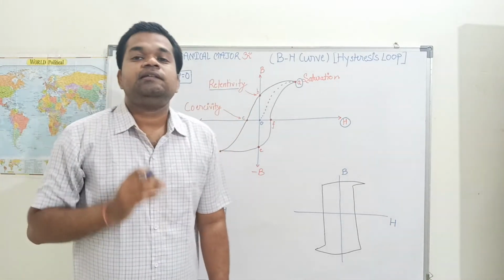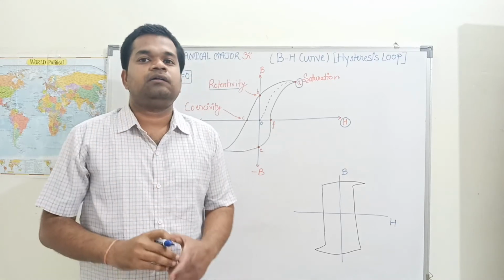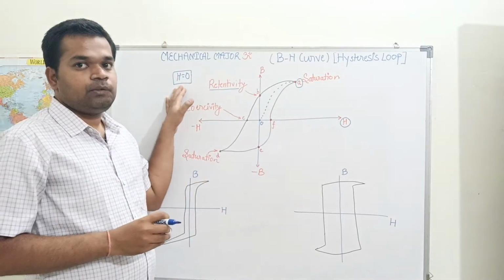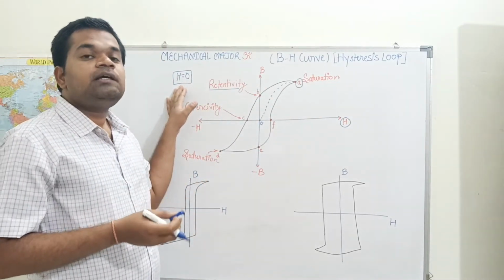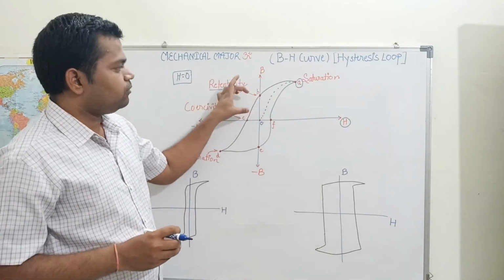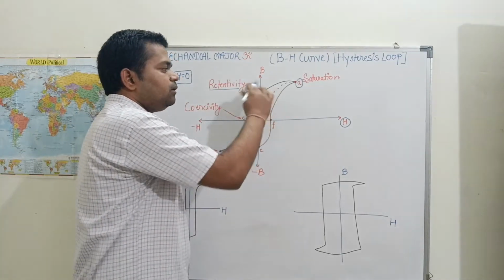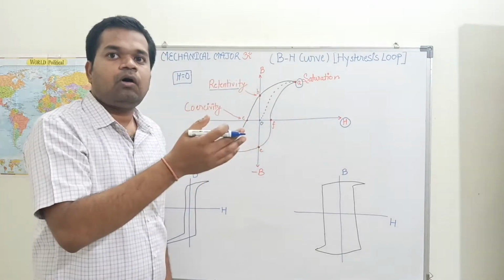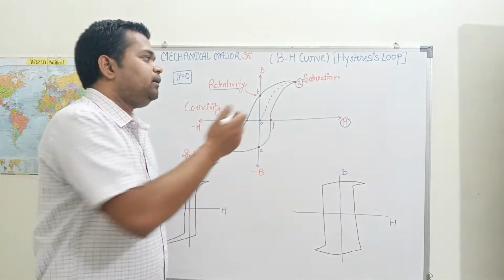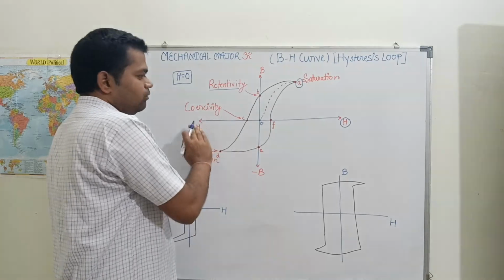So retentivity is that property or that amount of magnetism left behind in the material when the applied field is made 0, and that is also called the residual magnetism. So retentivity is from point O to B. Now we have to remove this retentivity or this magnetism, or we have to make it 0. In order to make it 0, it is not possible to go beyond this curve. We have to go to the negative half of H.